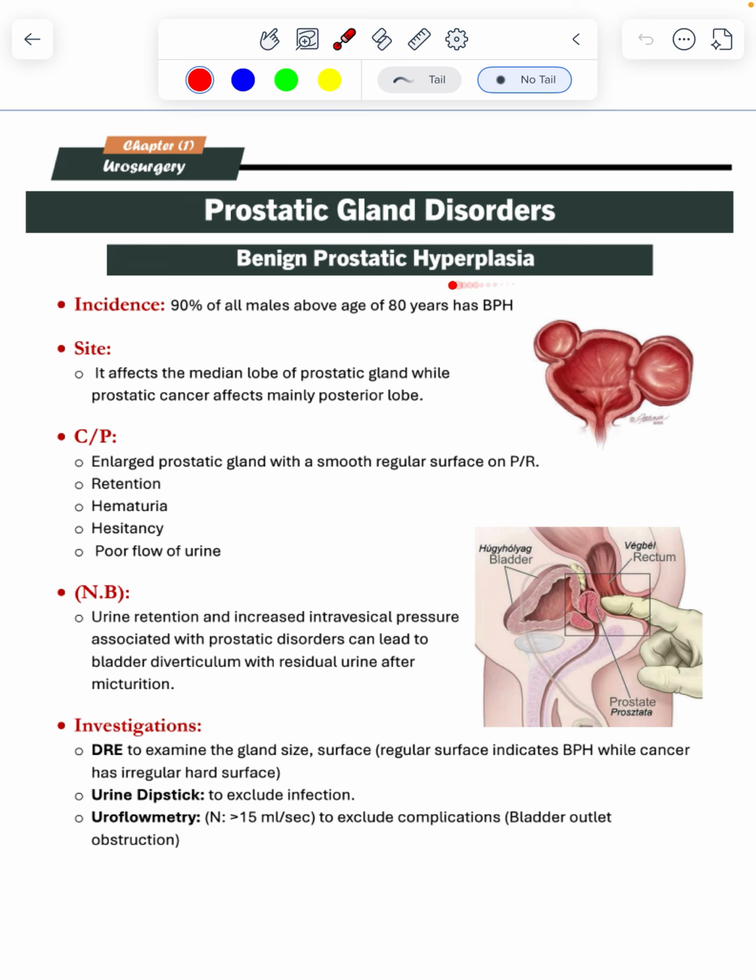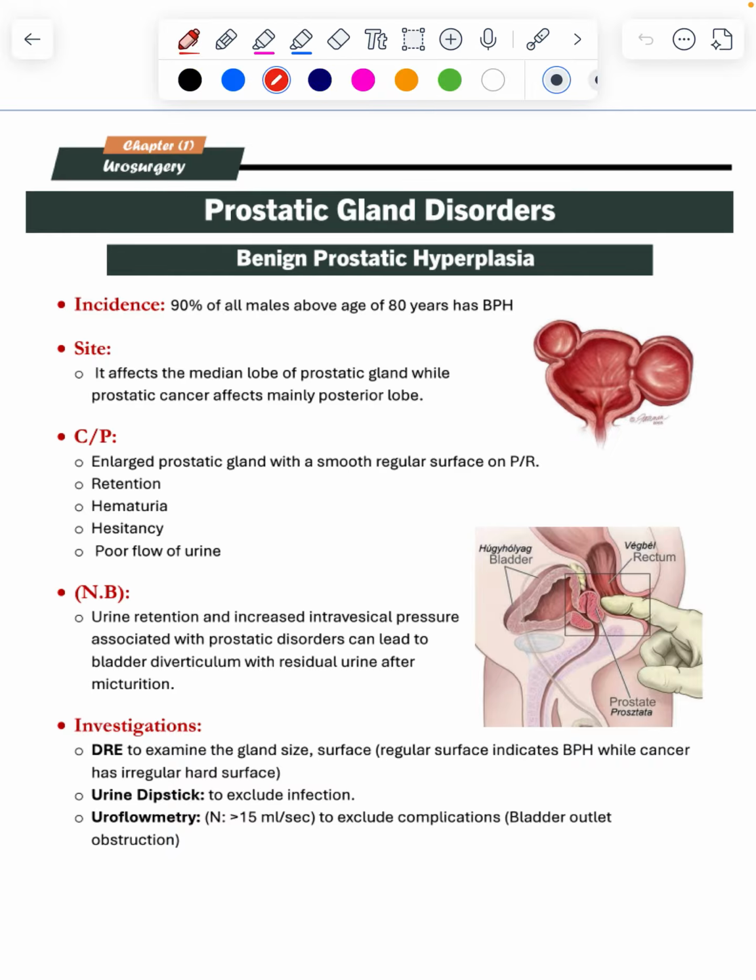This is benign prostatic hyperplasia. This is one question. So you have to remember the question-wise topics, so I will try to maintain this. What are the questions? This is one question about hyperplasia. The incidence in males above 80. The median lobe is involved in benign disease, and malignancy involves the posterior lobe. This is another question.